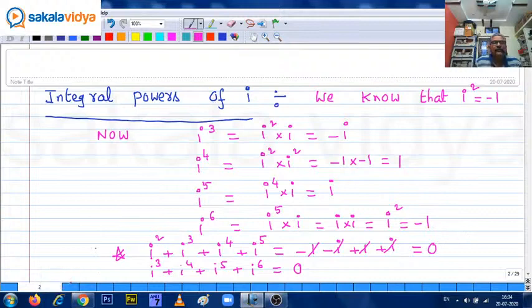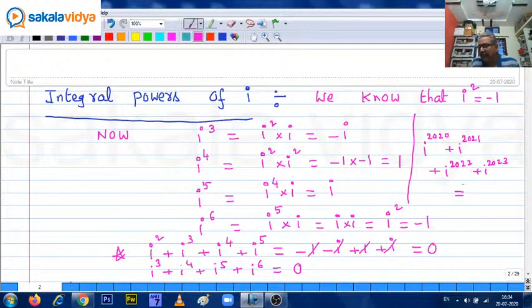Let us check one more example. I to the power of 2020 plus I to the power of 2021 plus I to the power of 2022 plus I to the power of 2023. Don't worry, 2020, 2021, 2022, 2023 are 4 consecutive numbers. Then this will be obviously 0. Okay, understood?